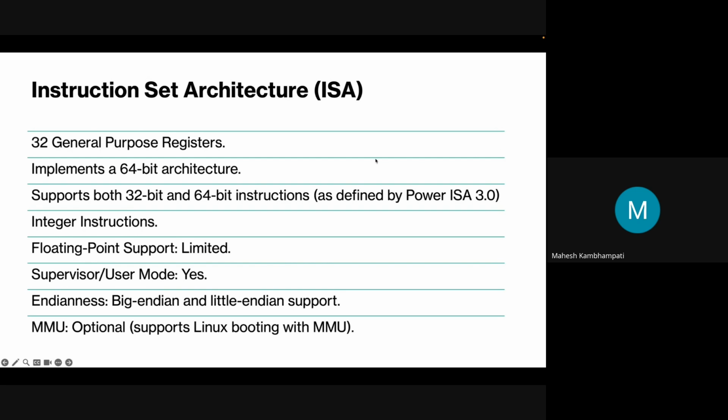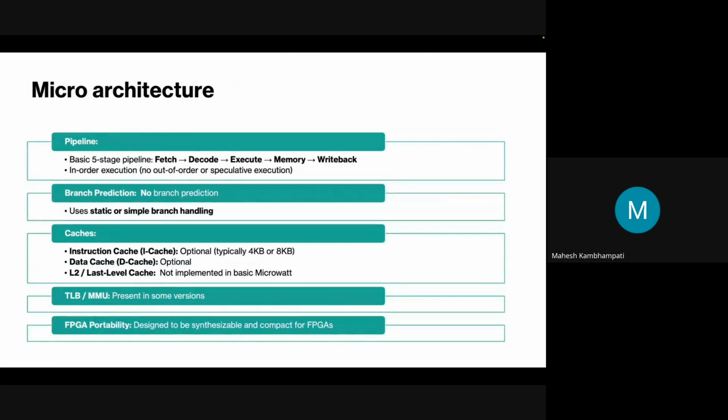And then it supports both big and little endian. It supports both little endian and big endian generation. And there is also an option for a memory management unit. It supports Linux booting with MMU. So it can run without the FPU and MMU, but we can choose to have them in our design.